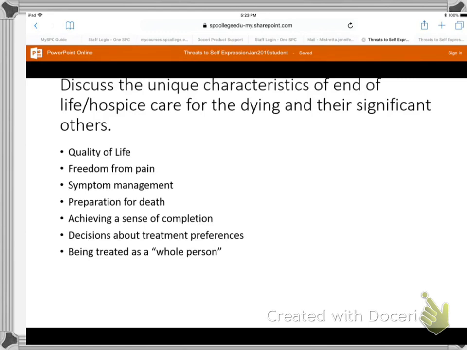A sense of completion. What does that mean? Who needs a sense of completion? The patient, right? You always hear the stories about that patient holding on to see that one last family member, and then she flew in from Boston, and he died within an hour, right? So sometimes you just have to help them with that sense of completion.